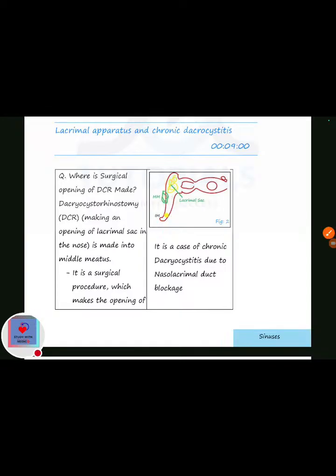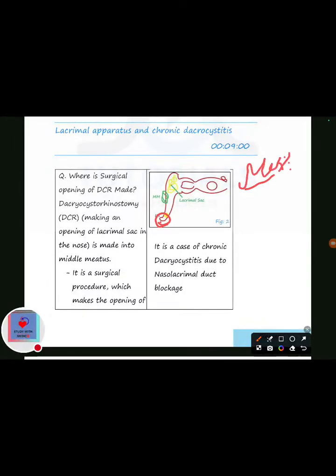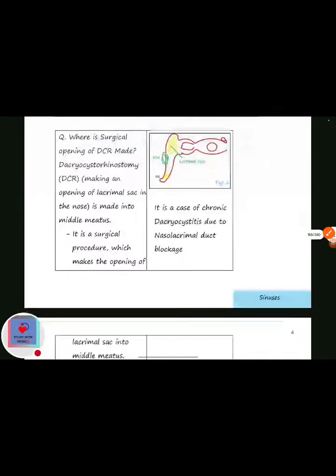There is a valve here in the nasolacrimal duct called the valve of Hasner. If this is blocked, what do we do first? We give massage. If massage is not working, we do dilation and needling. If that is not working, then we do probing. Then if that is not working, go for surgery to the middle meatus.